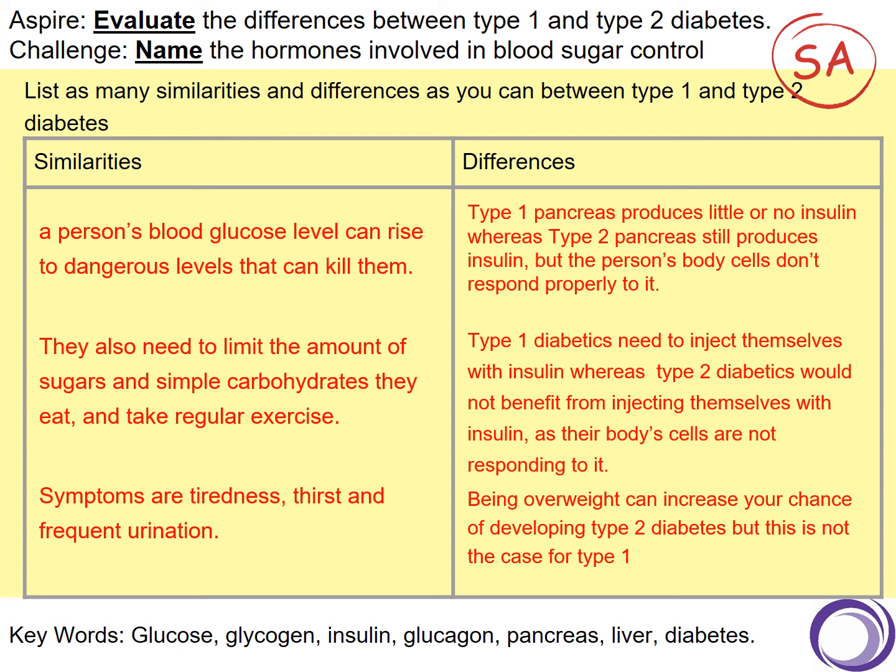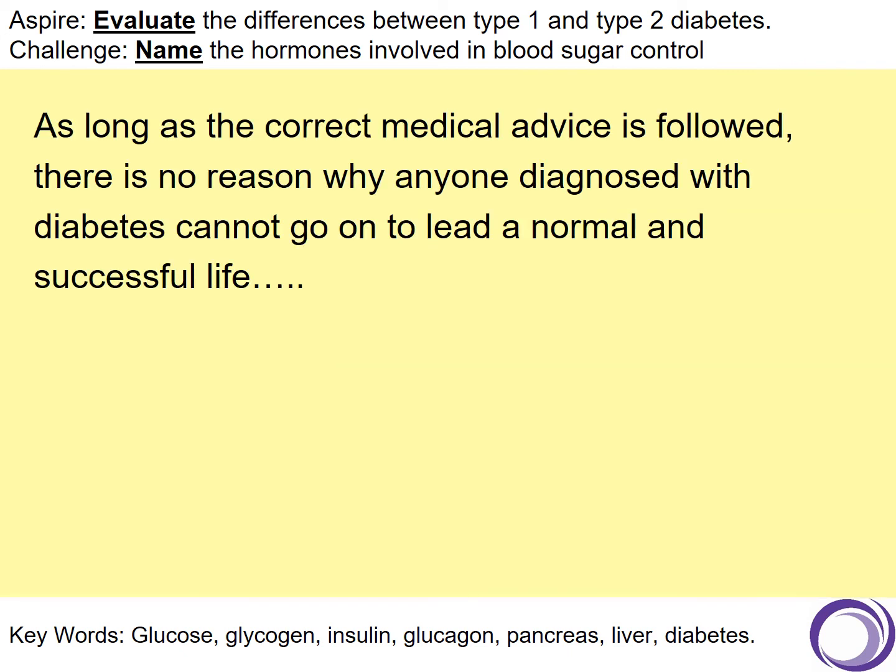Okay, so have a quick look at that and make any amendments that you need to. So diabetes is a condition that currently cannot be cured. However, as long as the correct medical advice is followed, there's no reason why anyone diagnosed with diabetes can't go on to lead a normal and successful life. And there are some examples of people that have done just that.